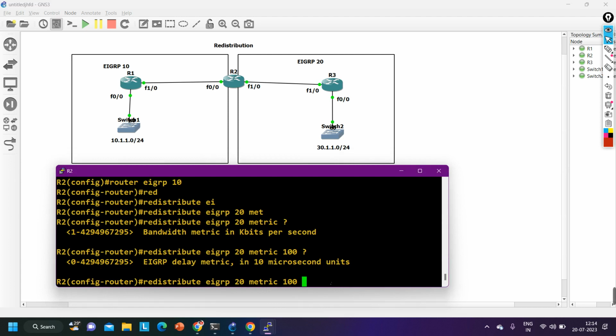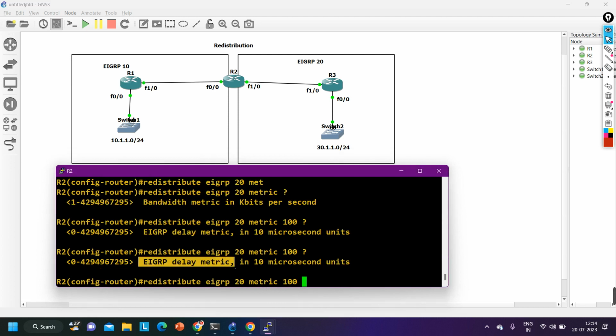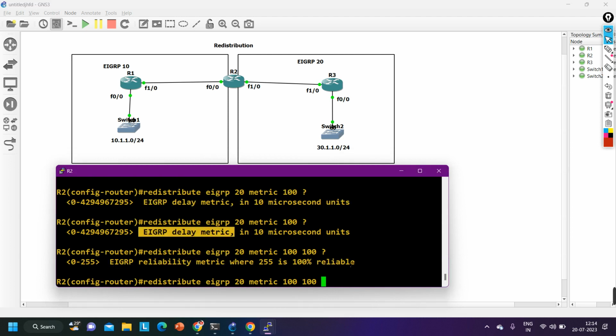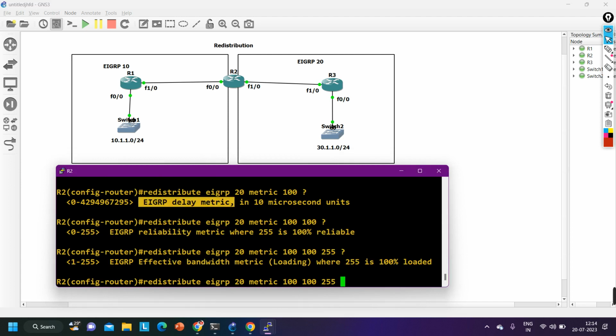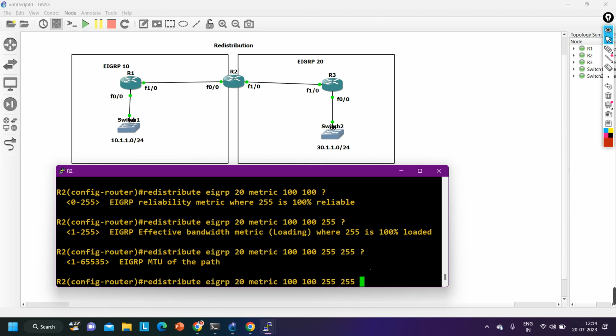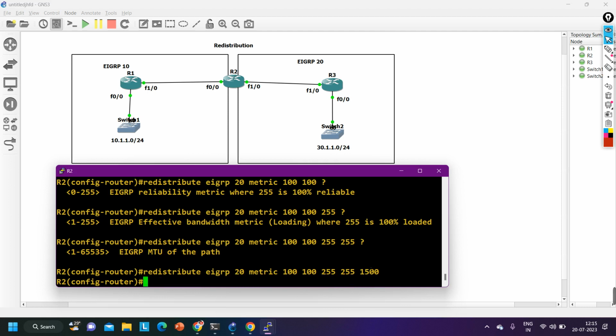So redistribute EIGRP 20 metric, and after that I have defined the bandwidth. Then I need to define delay. So let's say delay is also 100. Then I need to define reliability. Reliability will always be 255, and you can configure any value as reliability also, but you should configure 255. Then load, let's say load is also 255, and then MTU. As we already discussed, by default MTU is 1500 bytes. This is how we can redistribute.